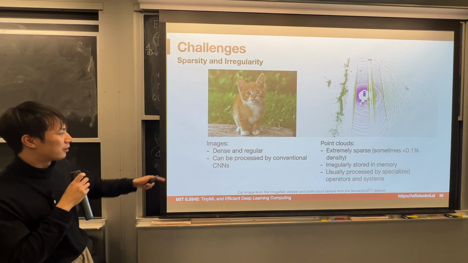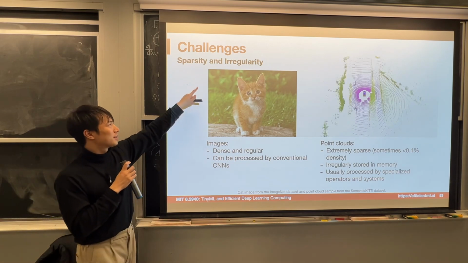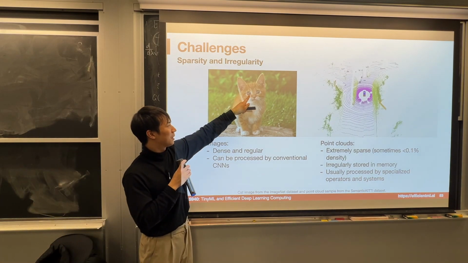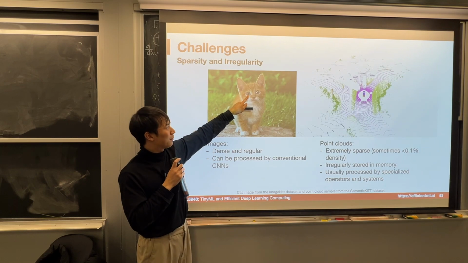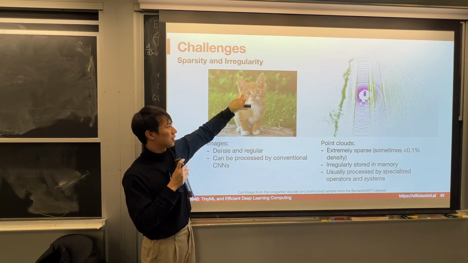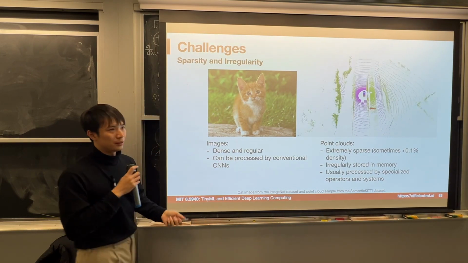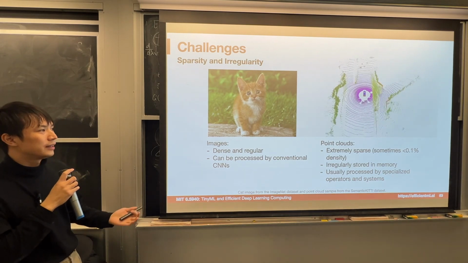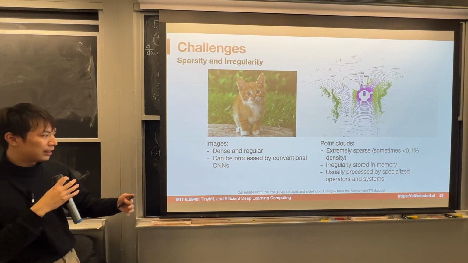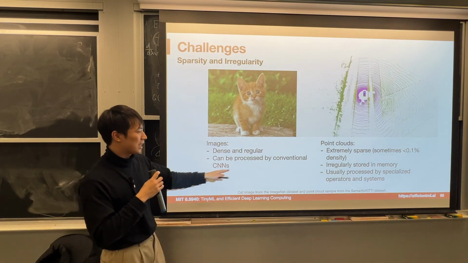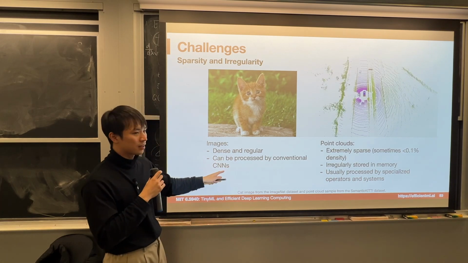So as we mentioned before, images are dense and regular because for a specific pixel, like a pixel here, you already know that the neighboring pixels are just the 8 pixels around it. So you know where to look for them in memory because they're stored nearby. So it can easily be processed by conventional conv nets.